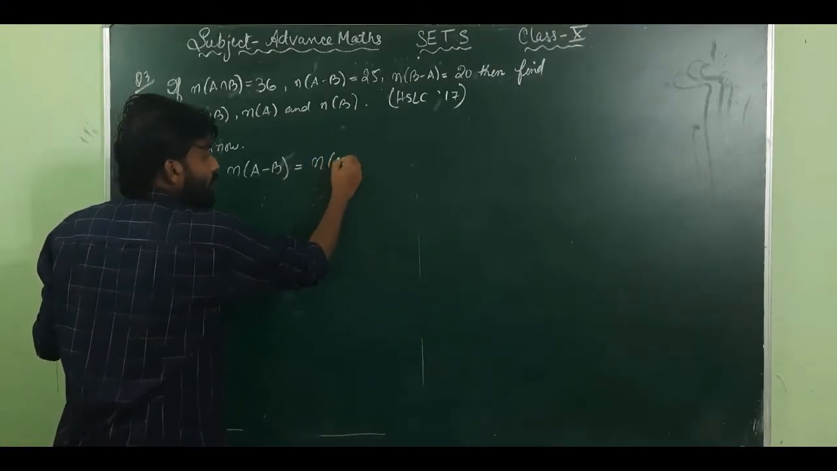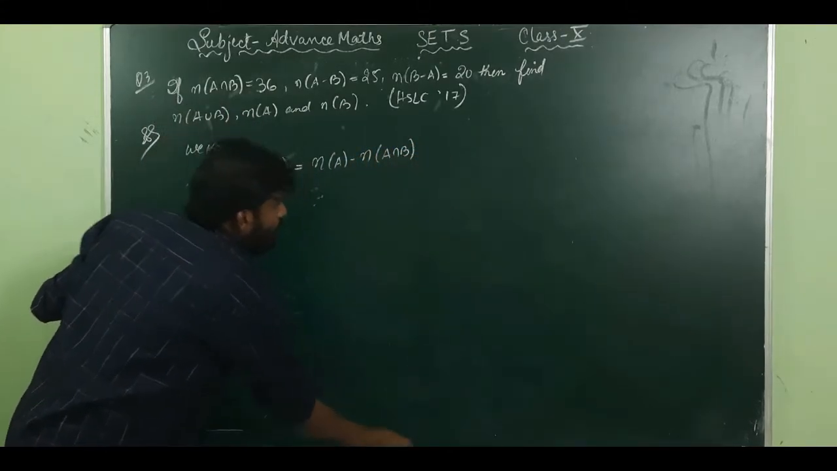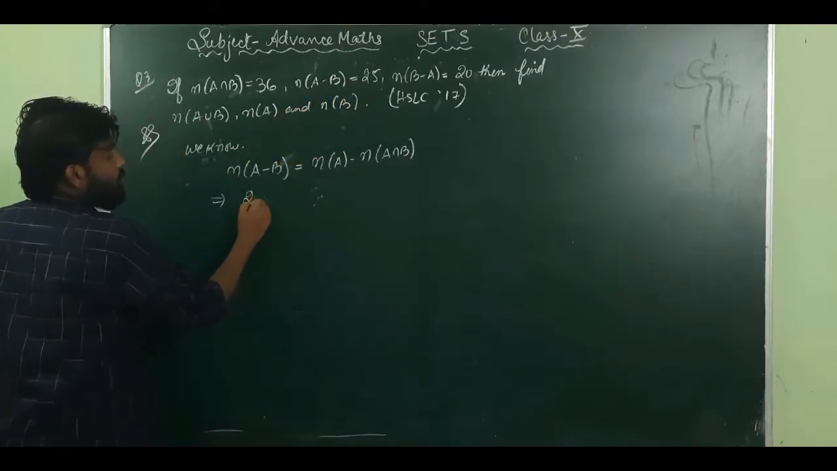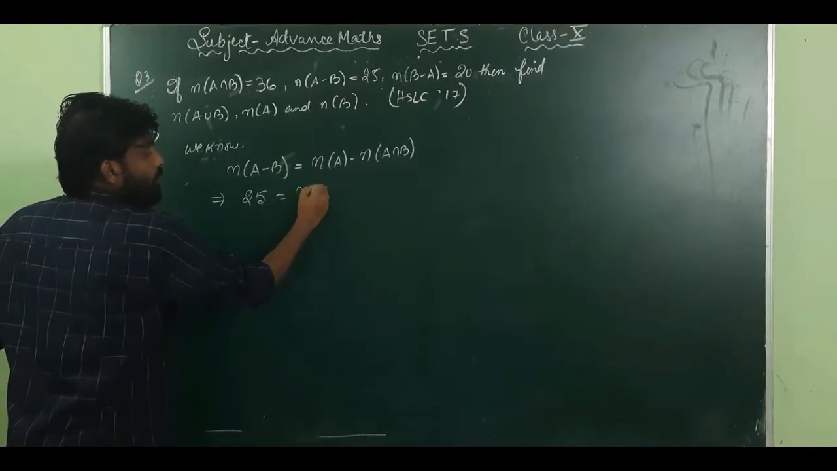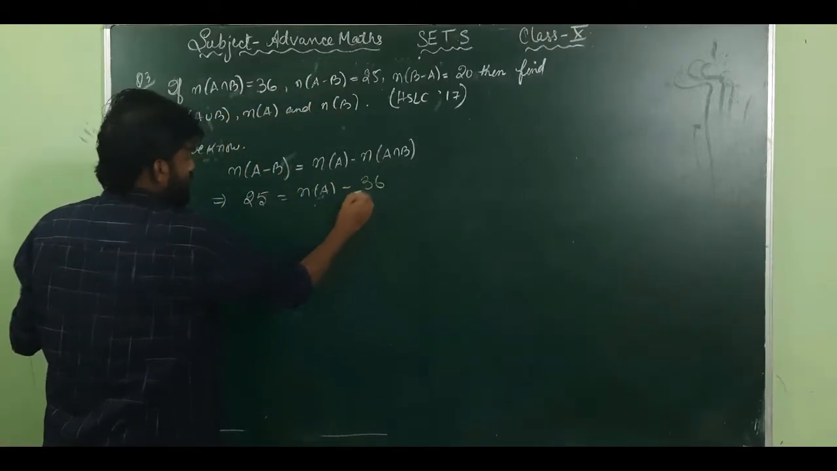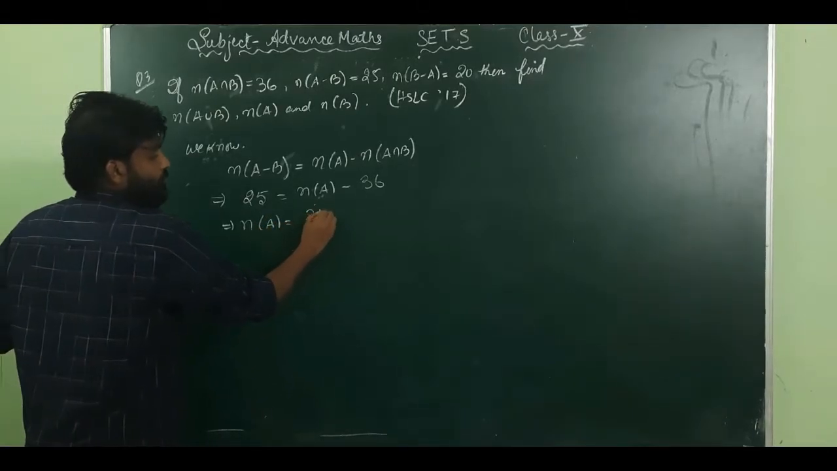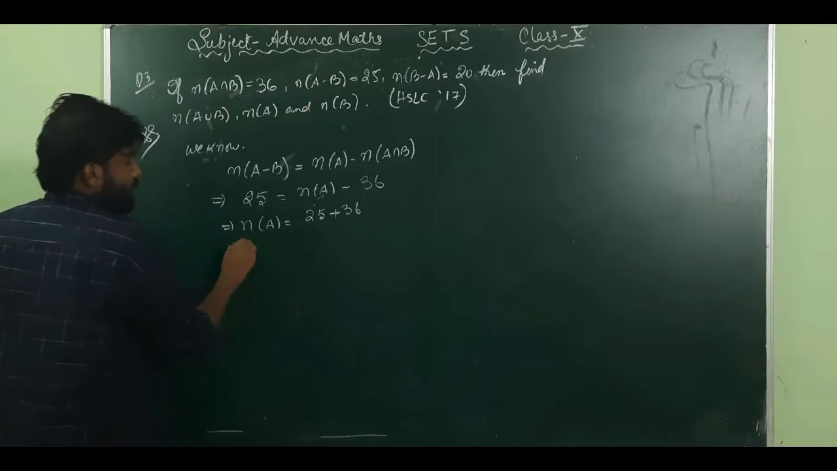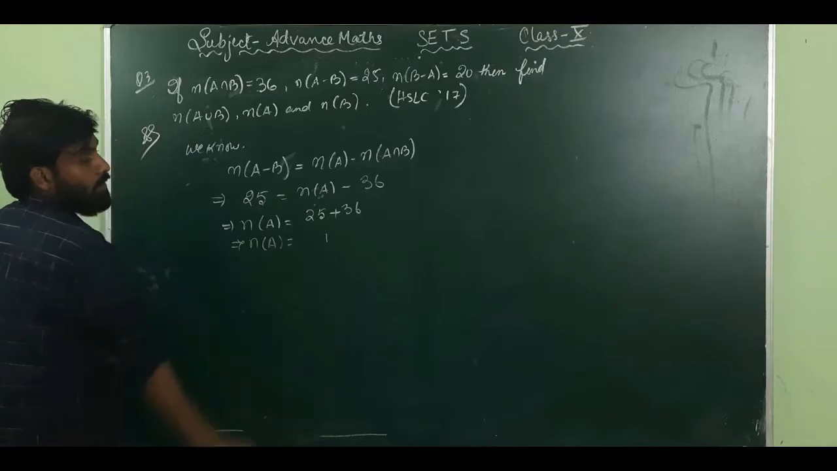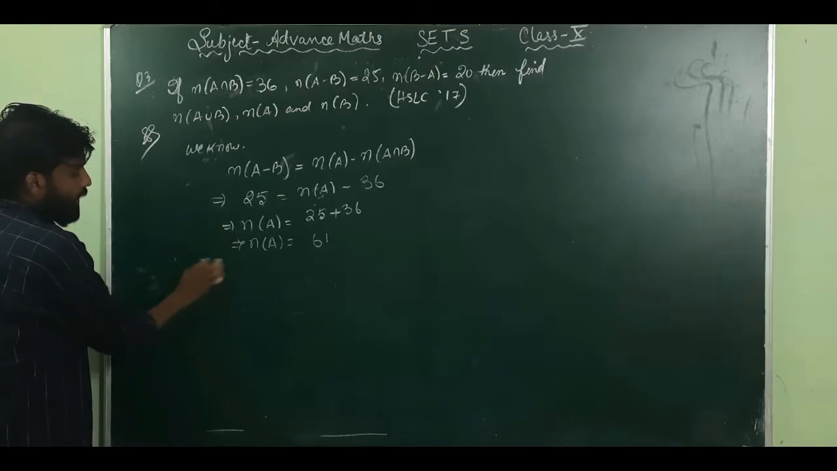n of a minus b, what is the formula? n of a intersection b. This was the formula, isn't it? So here in the question, n of a minus b is given as 25. n of a we don't know, and n of a intersection b is given as 36. That means if you solve, n of a is equal to 25 plus 36, that is n of a is equal to 61.